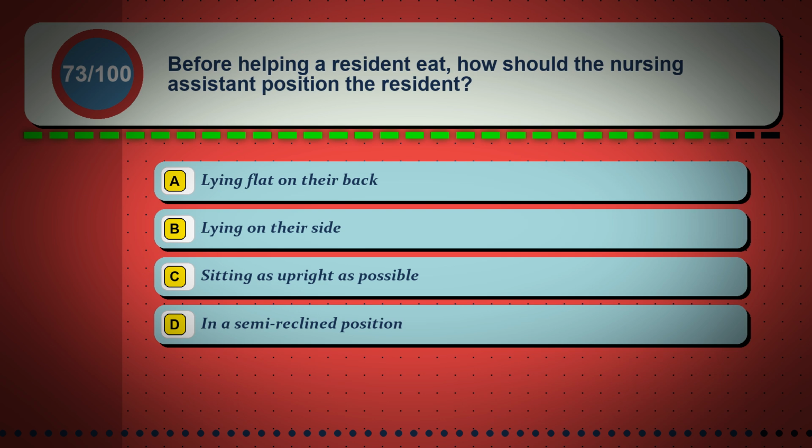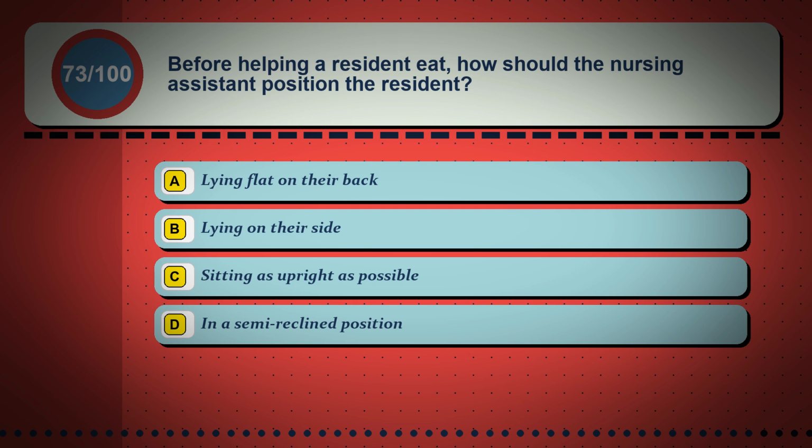Question 73. Before helping a resident eat, how should the nursing assistant position the resident? Option A. Lying flat on their back. Option B. Lying on their side. Option C, sitting as upright as possible. Option D, in a semi-reclined position.